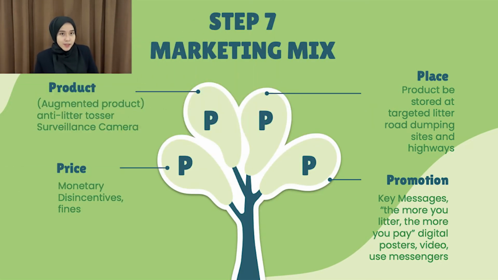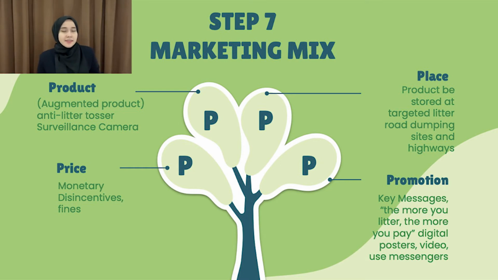On to step 7, which is the intervention of the marketing mix, the 4 P's. The first one would be the product, which is an augmented product where we will make use of the anti-litterer toss surveillance camera in conjunction with the camera motorway system in Malaysia.